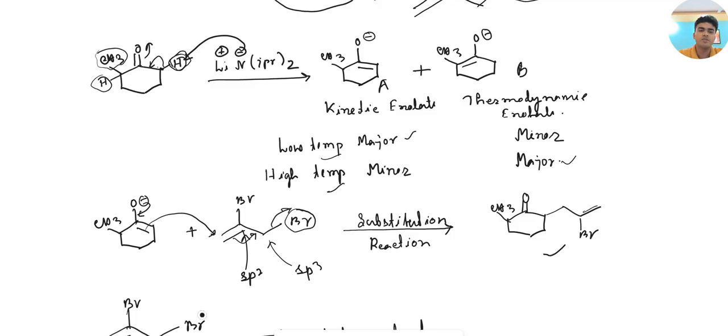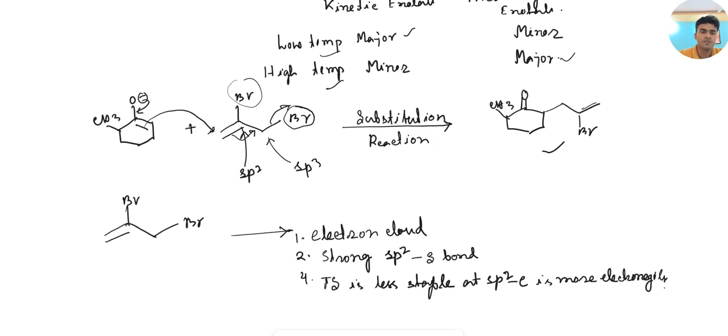So why will this Br leave instead of this Br? The reasons are the following three. One is that this carbon is an sp3 carbon and this is sp2. Now if the nucleophile has to attack here, then there will be a repulsion between this pi electron cloud and the negative charge of the nucleophile. So obviously it will be quite difficult to attack at this carbon.